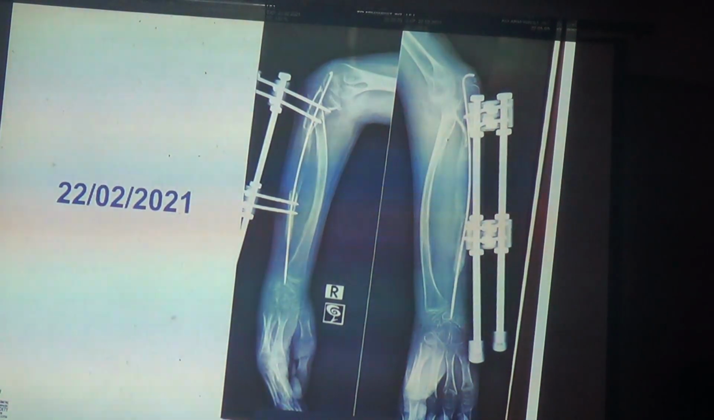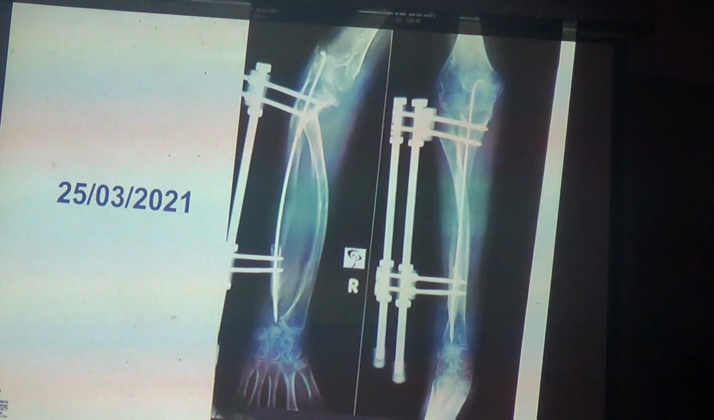And there is another important thing. As the ulna was very short, the radial head was already dislocated, just like in Monteggia. So if you look closely, when we gradually started to lengthen the ulna only, it is very interesting to see that the radial head also started to come back into its normal position. Not exactly as it was, but much better than before.